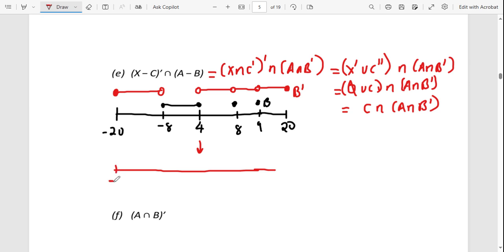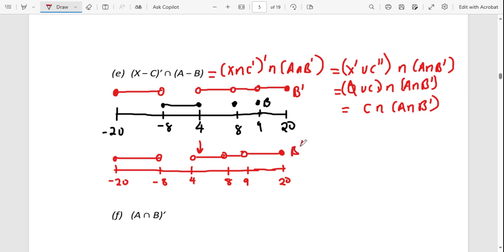So I've got negative 20 going up to negative 8. And then 4 is pausing somewhere. Also pauses somewhere. Then it ends at positive 20. Paused at 8 and at 9.